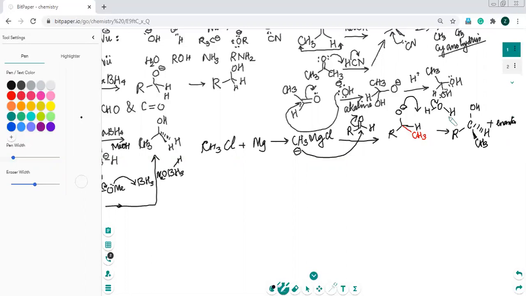Okay. So it is very easy to make secondary alcohol from aldehyde. Aldehyde will give you secondary alcohol. If you have formaldehyde, it will give you primary alcohol. And if it is a ketone, it will give you tertiary alcohol. This we have already studied in the preparation of alcohols.